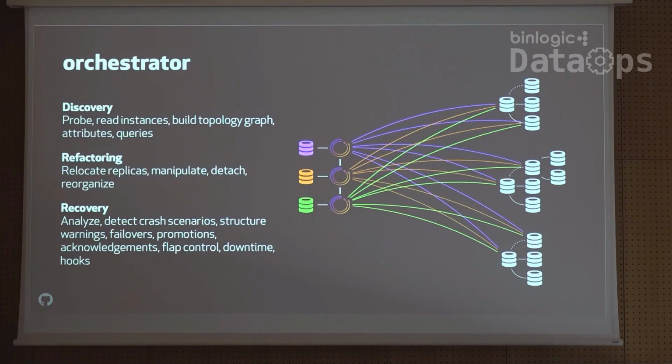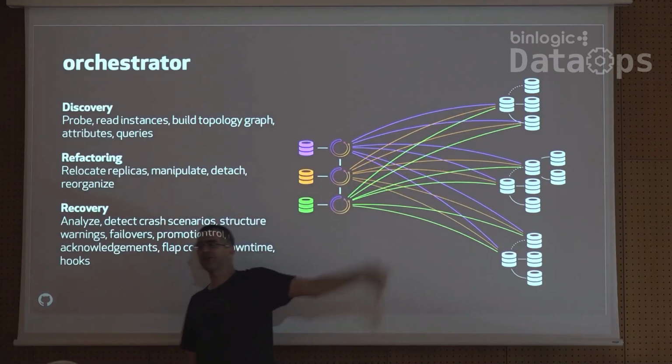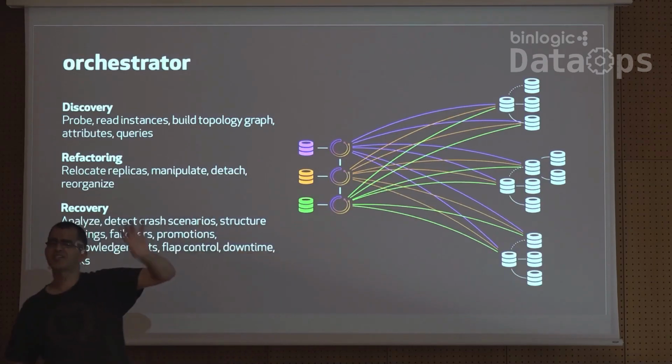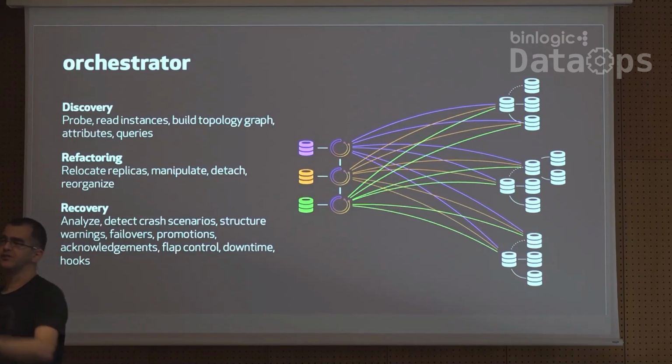So what orchestrator does is basically three things. One thing is that it discovers your topologies. You tell orchestrator, hey, I've got this topology. Here's a server in that topology. And it will go and interrogate the server. Who are you? What kind of version are you running? What's your configuration? Binary logs, binlog format, whatever. Do you have a master? Do you have replicas? And then it will crawl up and down the topology and discover the entire topology. And as your topology changes, orchestrator will adapt and discover the changes to that topology.